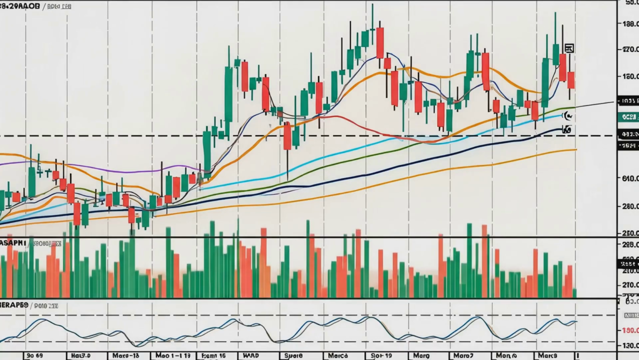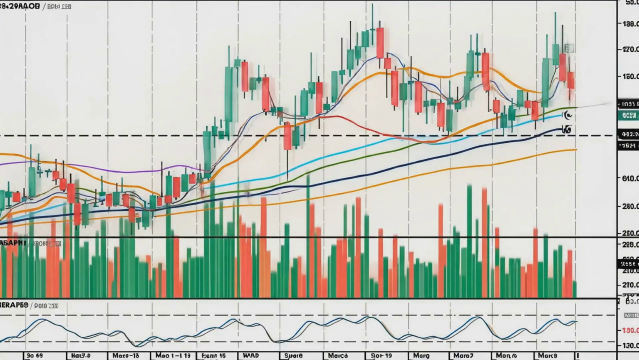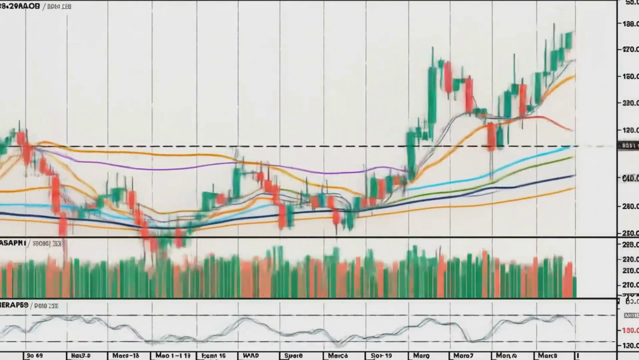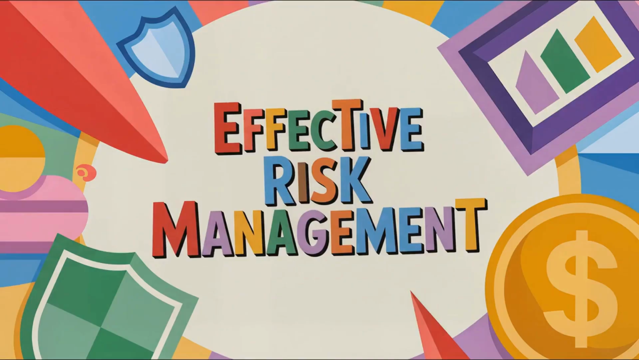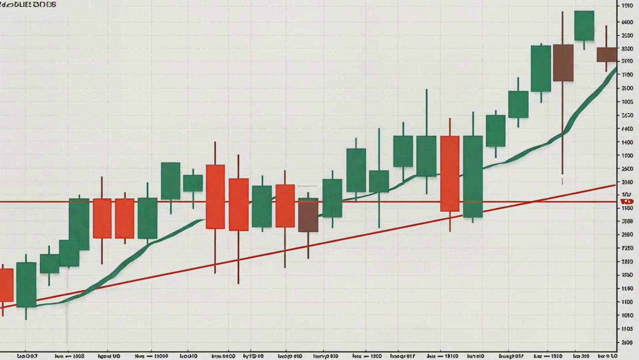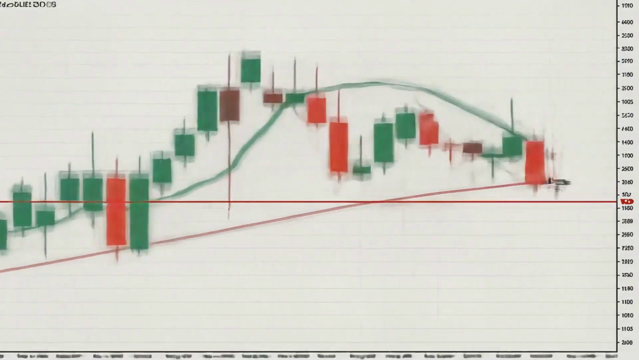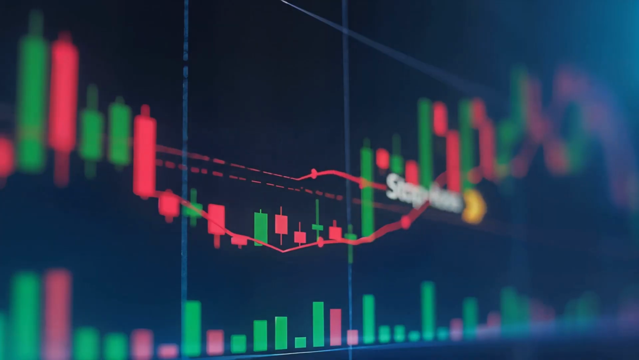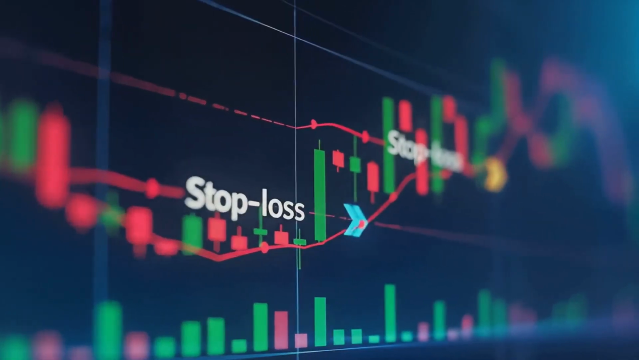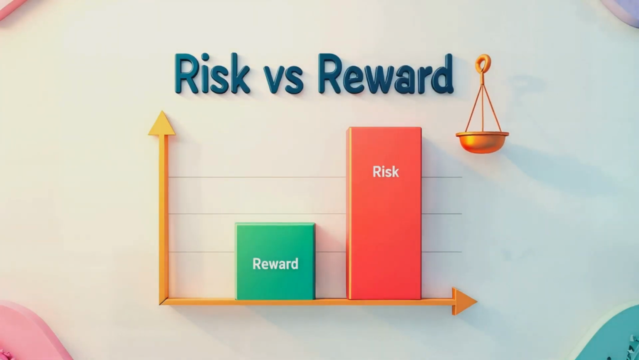Managing risk effectively. Integrating these technical analysis concepts into your trading plan significantly improves decision-making and risk management. Effective risk management practices include setting stop-loss orders. Position stop-loss orders just below support levels for long trades or just above resistance levels for short trades to limit potential losses.